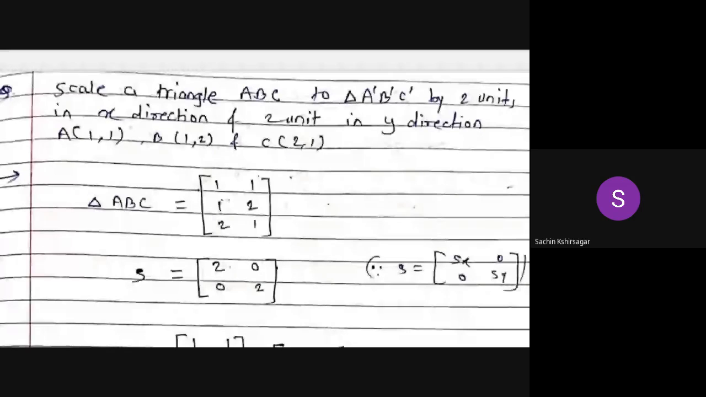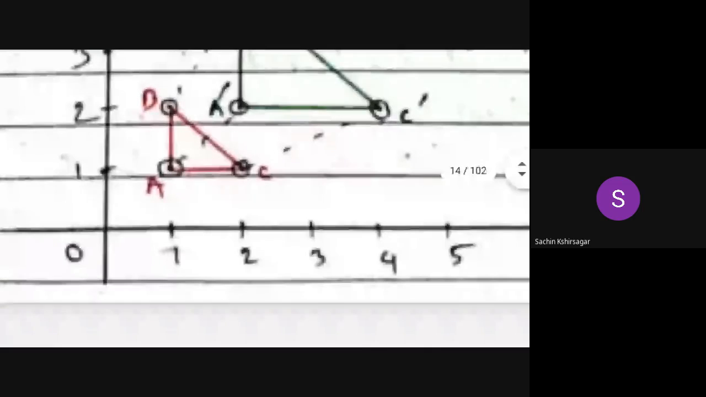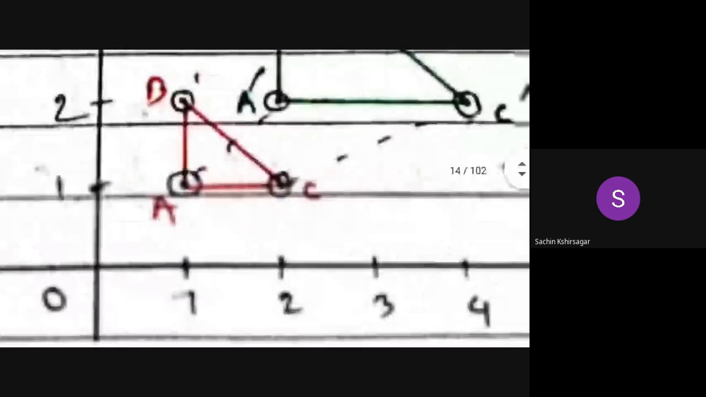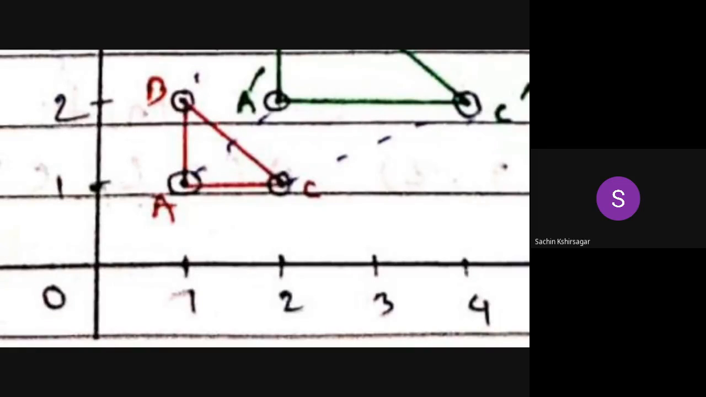Okay, and the location of triangle ABC is given. Point A is (1, 1), point B is (1, 2), and point C is (2, 1). So after reading the problem, first of all start the diagram. This red color is showing the given diagram. Point A, B, and C. Point A is (1, 1), point B is (1, 2), and point C is (2, 1).